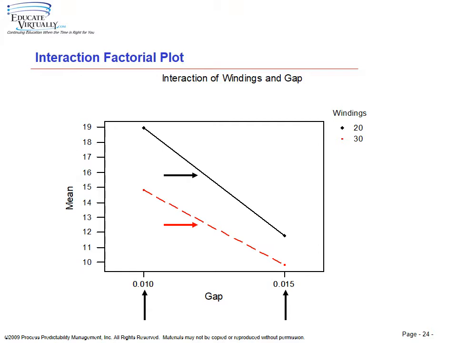Notice that when we're at the larger gap, the change in the number of windings doesn't make as big of a difference as when we're at the smaller gap. When we're at 10 thousandths of an inch gap, changing from 20 to 30 windings makes a large difference in the average inductance value. The best value is at 10 thousandths gap and 20 windings. That gives us the highest inductance value that's driving us toward our goal, which is to achieve as close to 20 millihenries as possible without exceeding 20 millihenries.